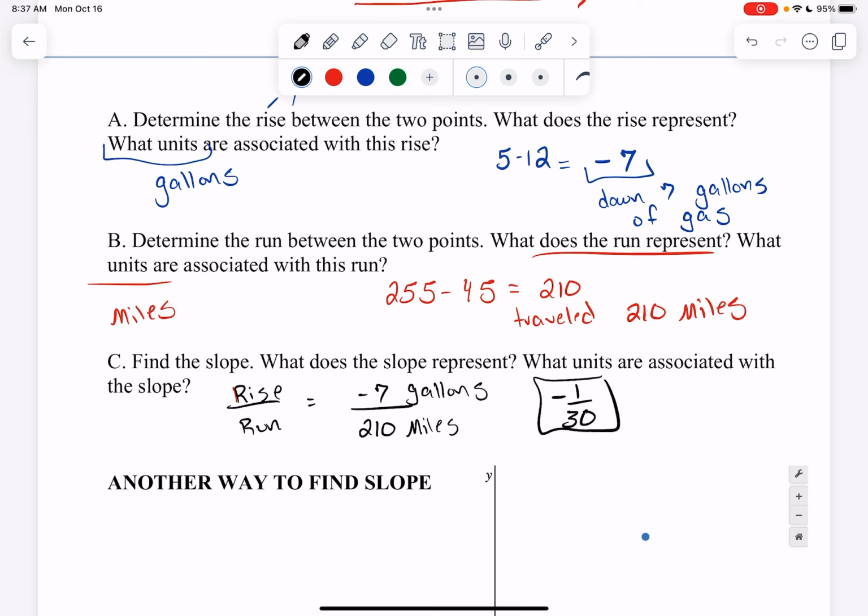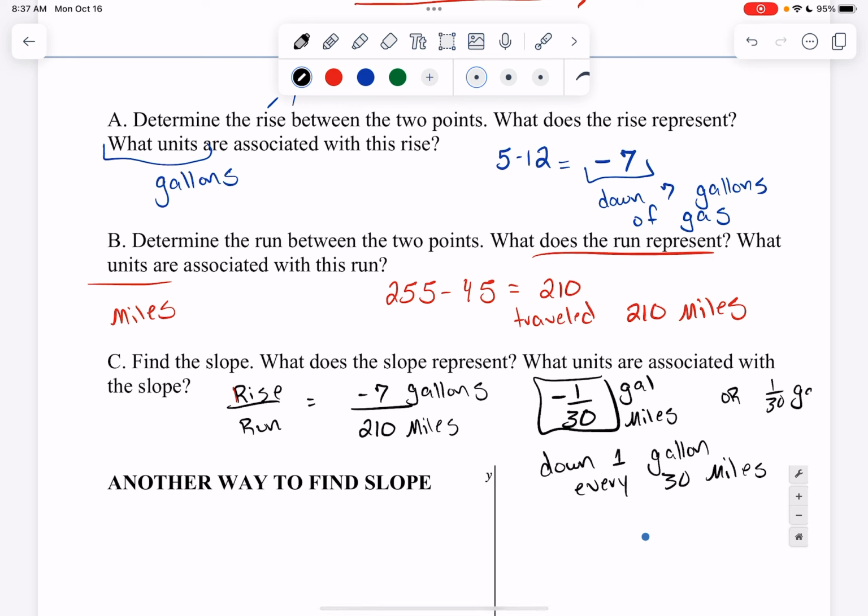What units are associated with the slope? Well, that's why I wrote the units in: gallons and miles. What does the slope represent? I lose gallons, again per mile. So this tells me I go down 1 gallon every 30 miles, or I go down 1/30 gallons per mile.